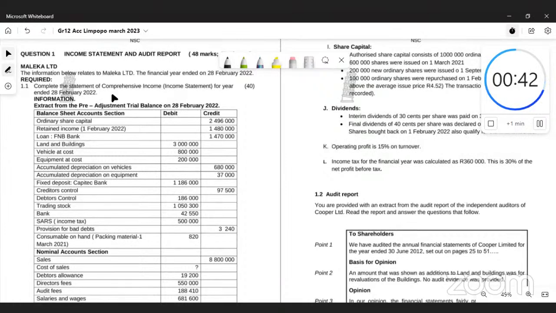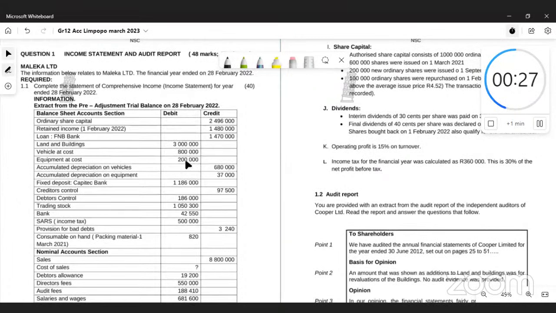This question paper is taken from the Limpopo March 2023 paper. So let's get into it without wasting any time.